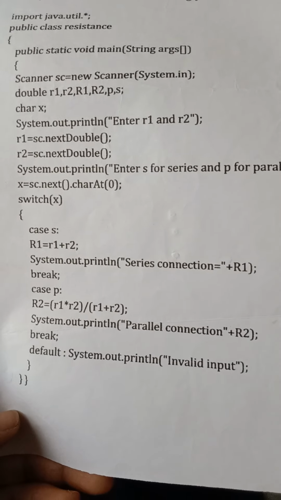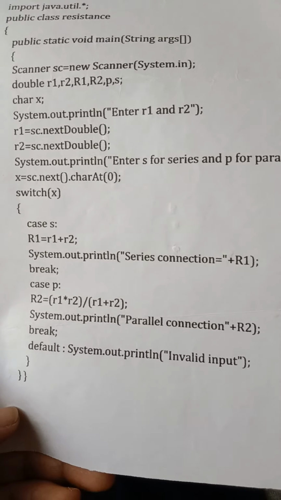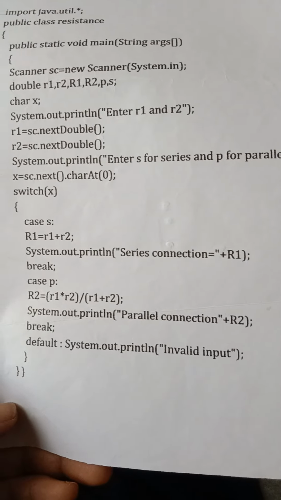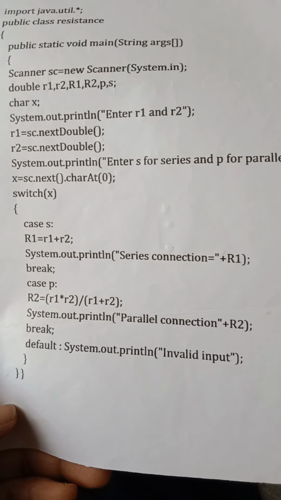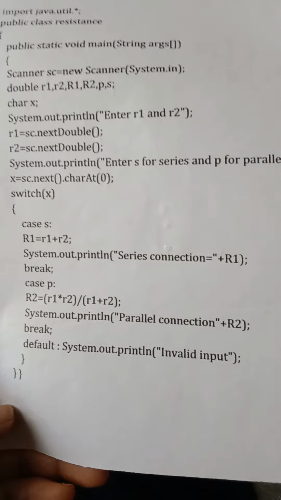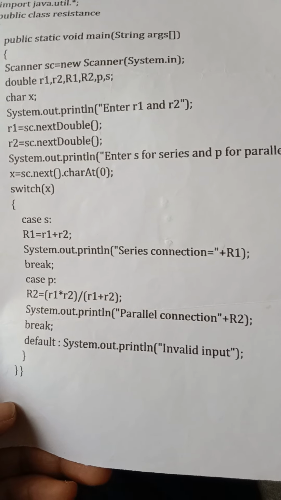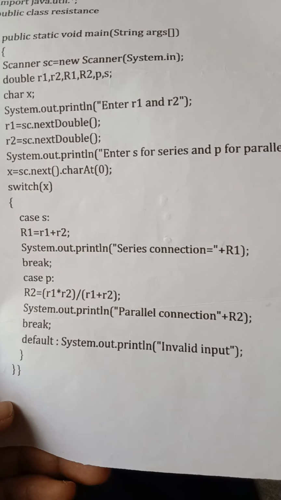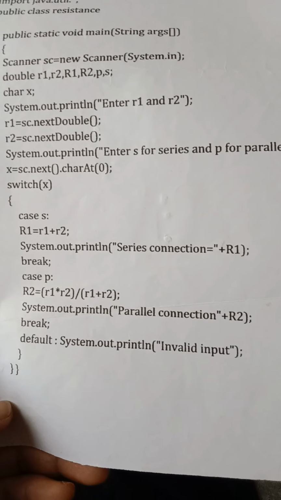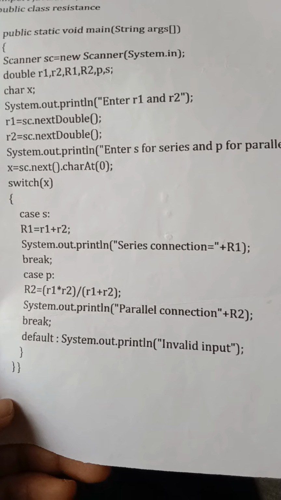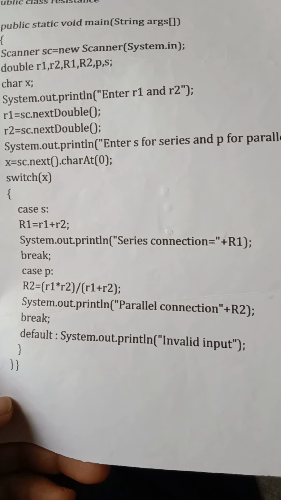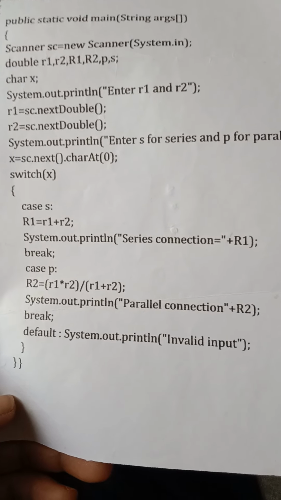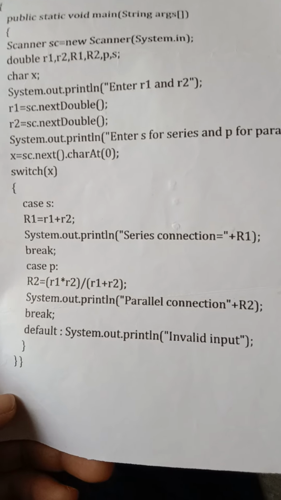Now we open a switch case statement based on the value of x that has been entered, where S will be pressed for series and P for parallel. So case 'S': if the value of x is equal to S, then the first case is executed, where capital R1 is equal to r1 plus r2, that is in series. The two resistances in series are added.